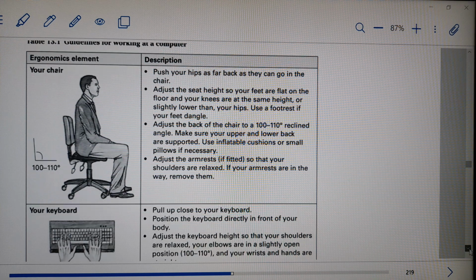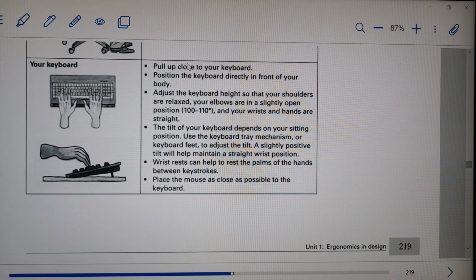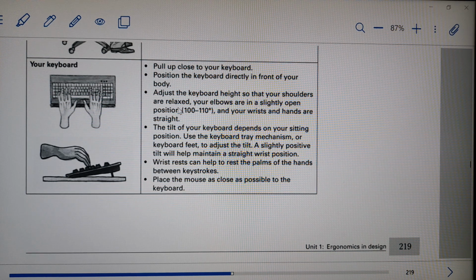Now let's look at the keyboard. Pull up close to your keyboard. Position the keyboard directly in front of your body. Adjust the keyboard height so that your shoulders are relaxed. Your elbows are in a slightly open position and your wrists and hands are straight. The tilt of your keyboard depends on your sitting position.